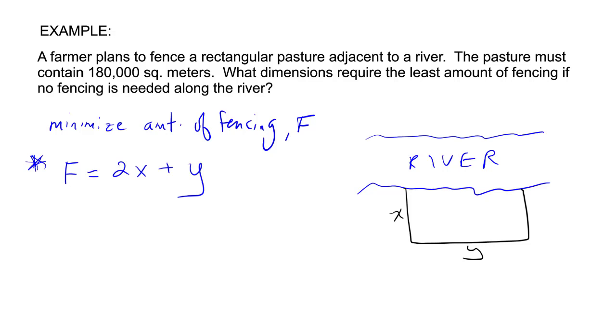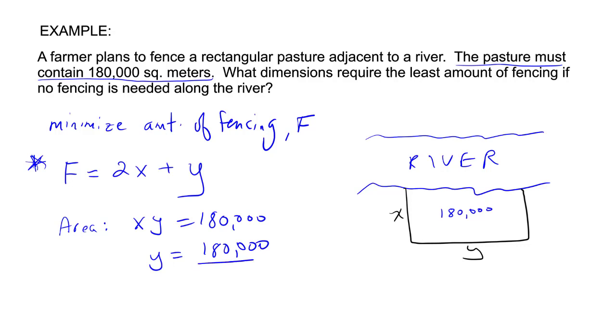All right, so what does the problem tell us? The pasture must contain 180,000 square meters. Okay, so that means I'm looking at some area. So the area of this rectangle in here is supposed to be 180,000. That would mean that XY has to be 180,000. Or in other words, Y has to be 180,000 over X. I could have done it the other way around, but it doesn't matter too much. I could have done X in terms of Y.